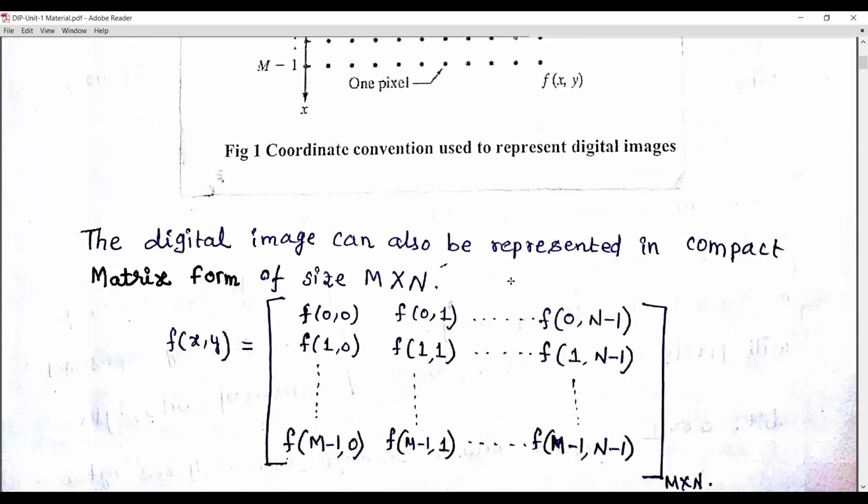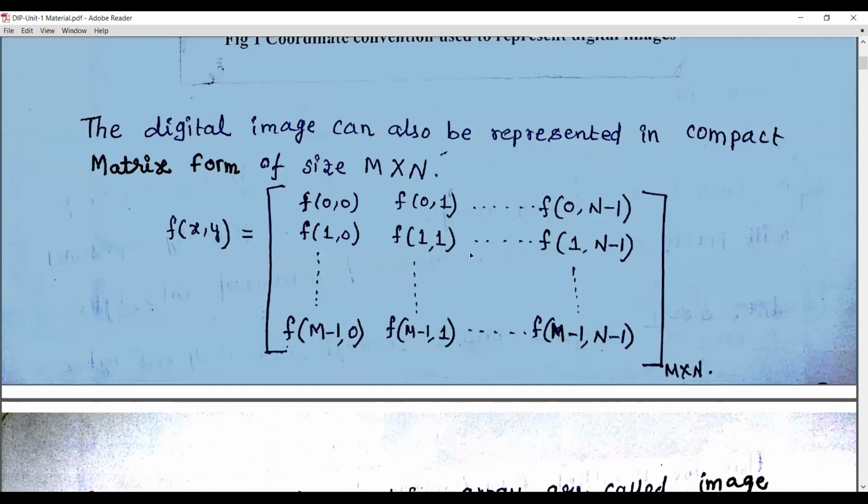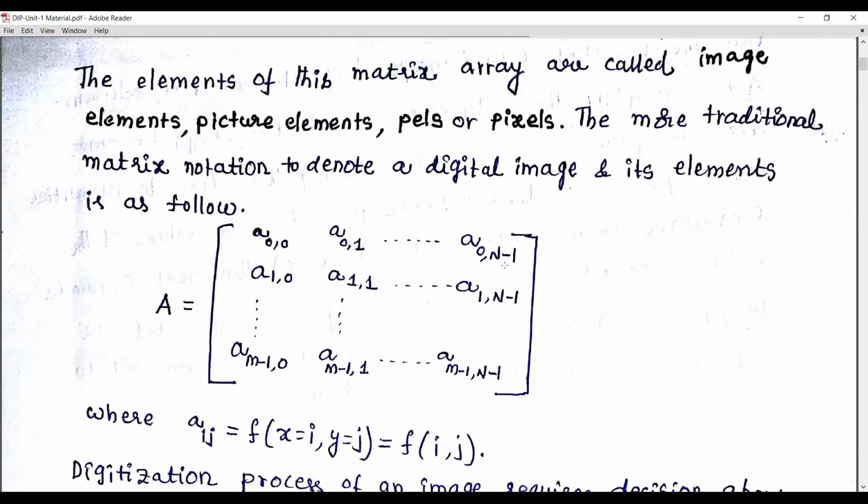And we have another representation, that is the matrix form of representation. Here you can see the input image f of x comma y is equal to f of 0 0, f of 0 1, f of 0 comma n minus 1. Here also all pixels can be represented in the form of a matrix, and the size of the matrix is m by n. That means it consists of m rows and n columns. We divided all the pixels into m rows and n columns. This is one of the representations, that is matrix representation. And in this matrix representation there are two different types of matrix representation.